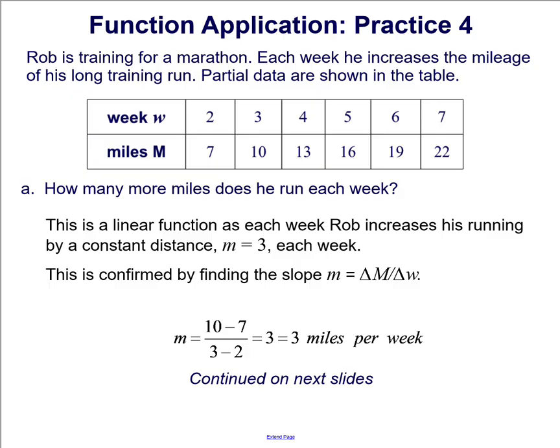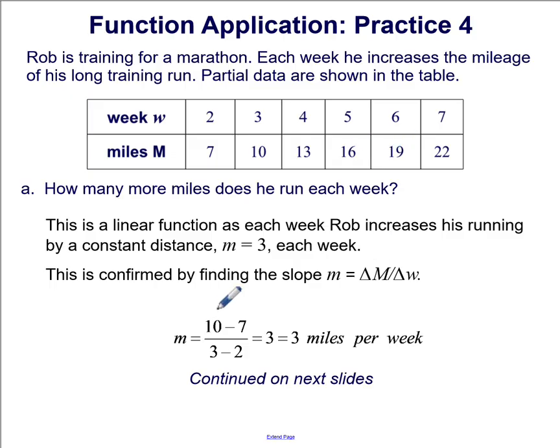Well, if we take a look at the distance, we notice that weeks are increasing at a constant rate. We're increasing the weeks by 1, and the miles are also increasing at a constant rate by adding 3 each time. So the constant rate of change is 3. We can confirm this by finding the slope. And here we're using another notation for slope, delta m over delta w. Delta is the Greek letter associated with our English letter D, and we're using that for difference. So we're finding the difference in miles over the difference in weeks.